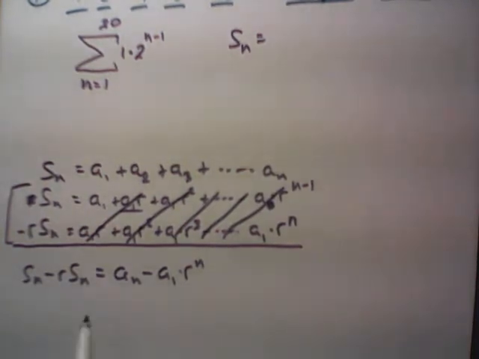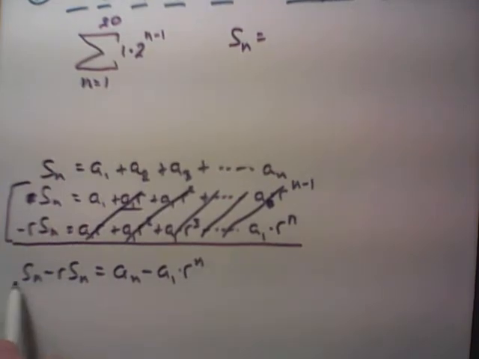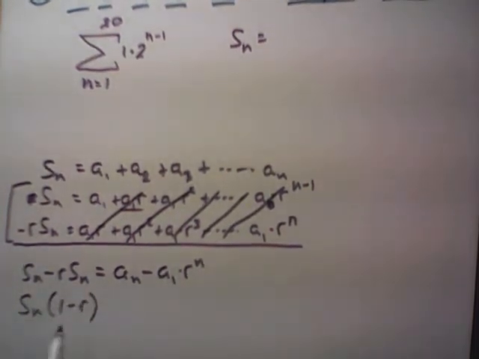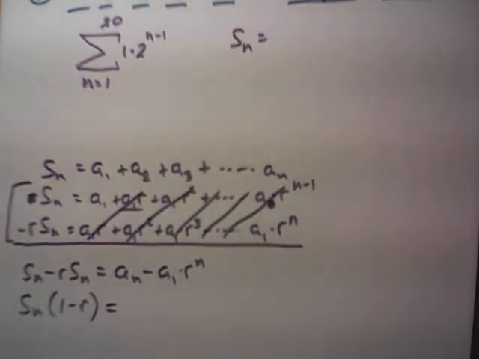So now what I want to do is factor something out of here. For example, out of this side of the equation, I can factor out an S sub n. And what I'll have left in the parentheses is 1 minus r. They just both have an S sub n in common. So if I pull an S sub n out, S sub n times 1 is S sub n. S sub n times negative r is negative r S sub n.